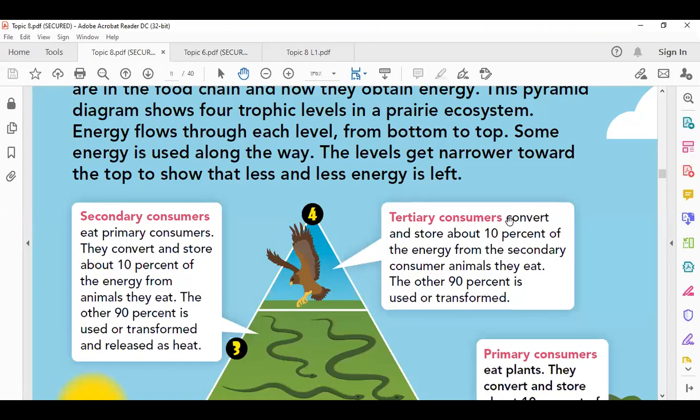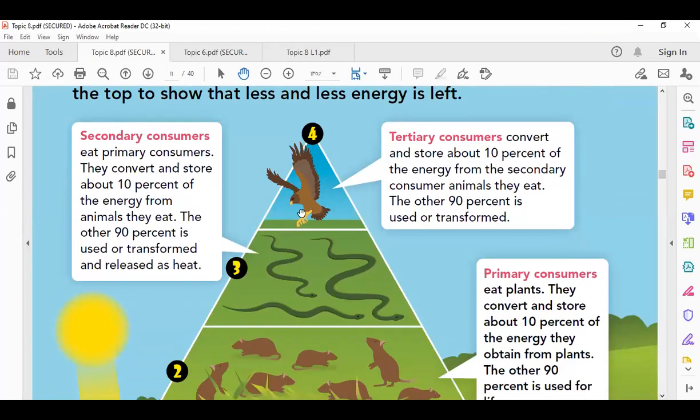Okay, the tertiary consumers are the same thing. They just use 10% of the energy from the secondary consumer animals they eat. The other 90% is used or transformed. So this eagle, for example, hunts the snake.